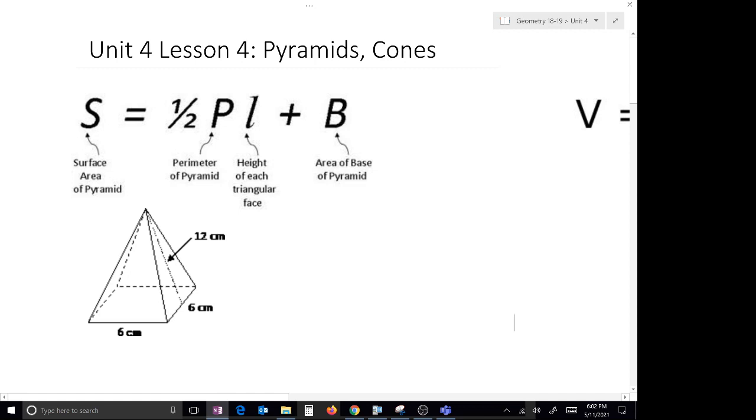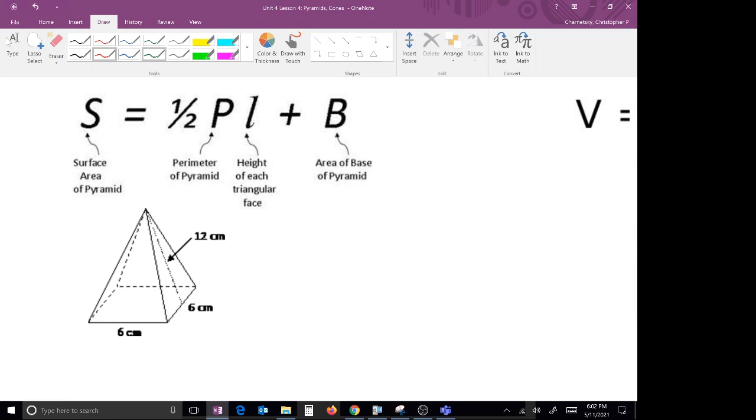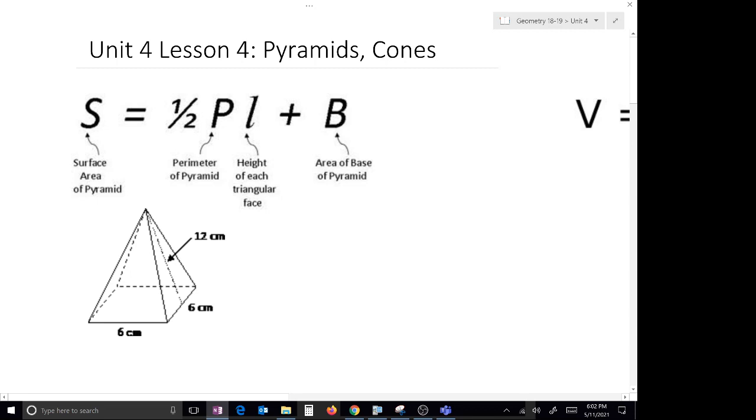So here we have the formula for surface area of a pyramid: 1/2 P times L plus capital B. And we can tell you what each of these are. So actually a couple corrections, or specifications. Perimeter of the pyramid, we mean the perimeter of the base of the pyramid. And L is the height of each triangular face, this is also something we will call slant height. And capital B is area of the base, that's the same as before.